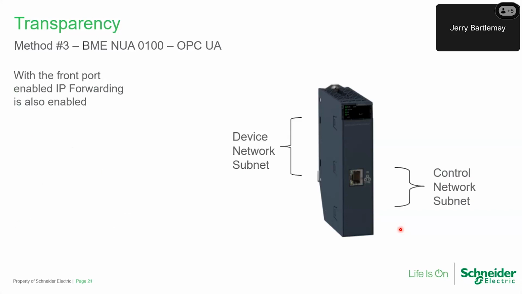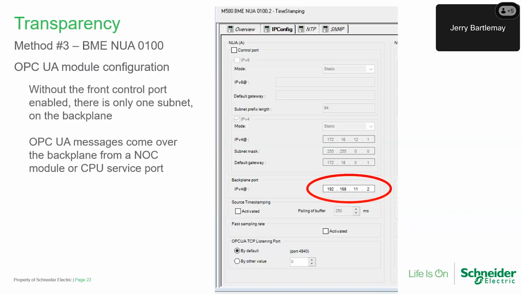So if we turn on the control network port, then we also have IP forwarding, and we can provide our transparency functions. So when we do this, we just open up the module in the IO map, and the backplane port is the device network and is its primary network actually for the OPC UA module, and we give it the appropriate IP address on the remote IO subnet.